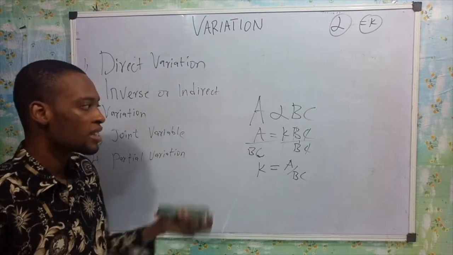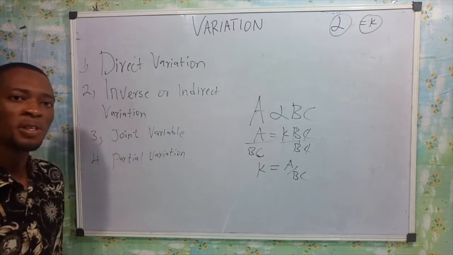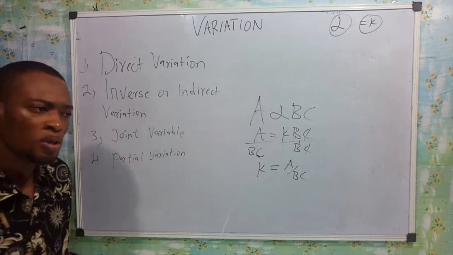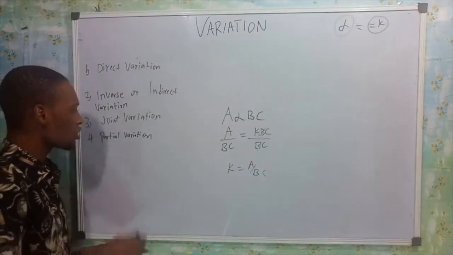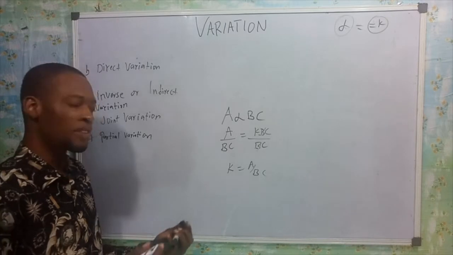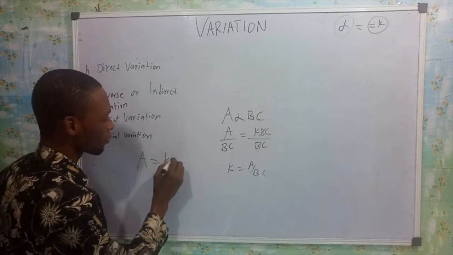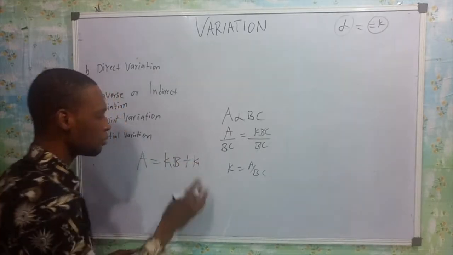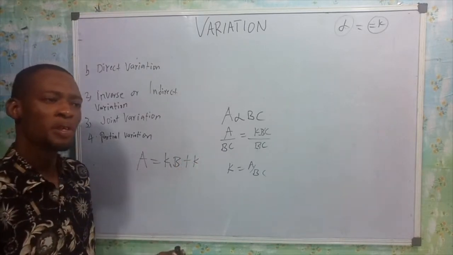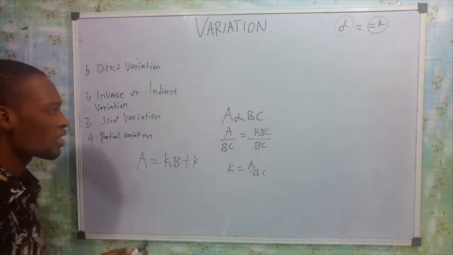Okay? That is it. Now, partial variation is when the variation involves an equation. And how to know partial variation is simple. We see that A is partly constant. You'll be told that A is partly constant and partly varies directly as B. Something like this. A is partly constant, varies as B. So it results in an equation. So when a variation involves addition of variables and an equation generally, it is partial variation.